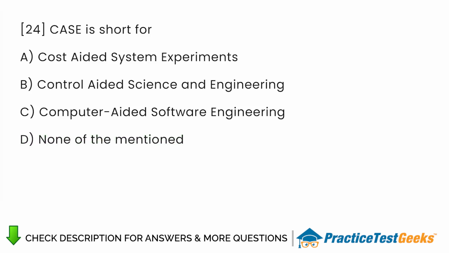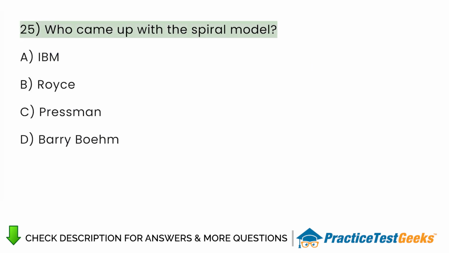25. Who came up with the spiral model? A. IBM. B. Royce. C. Pressman. D. Barry Boehm.